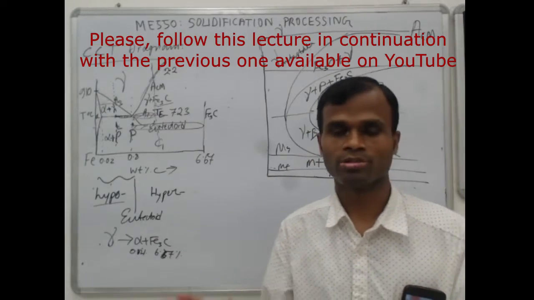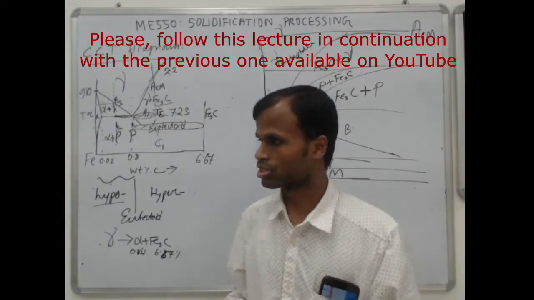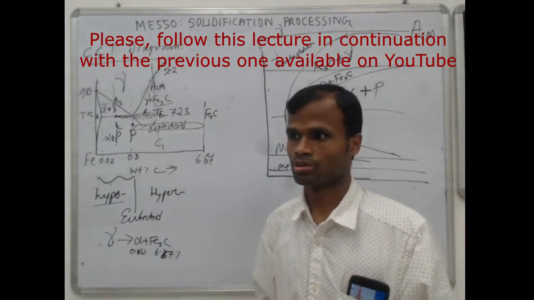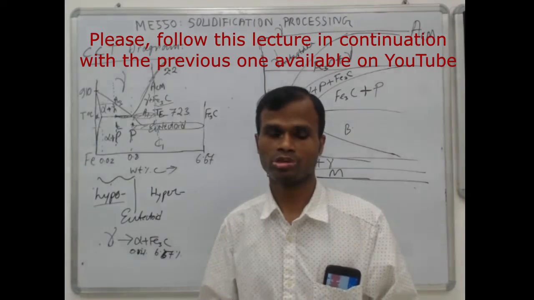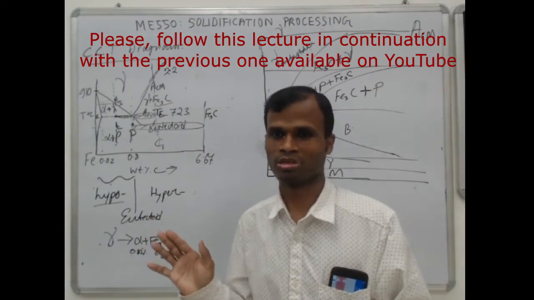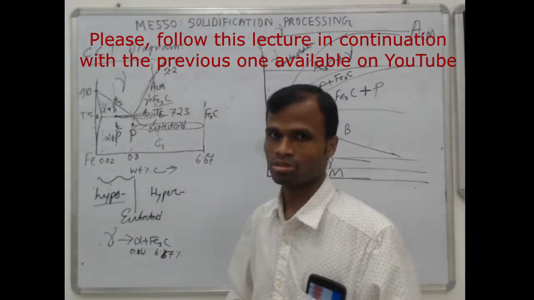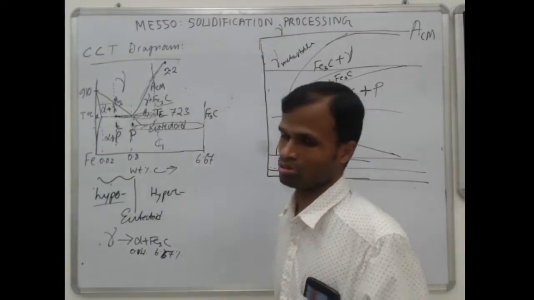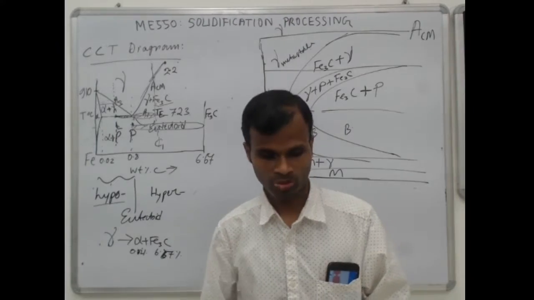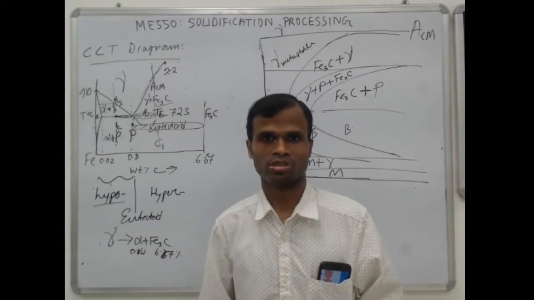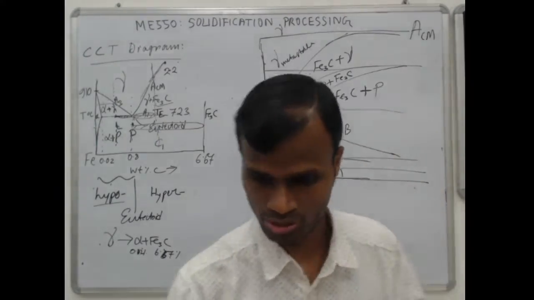So till now we have discussed the TTT diagram and the CCT diagram. We have also discussed the TTT diagram for eutectoid, hyper-eutectoid and hypo-eutectoid steel, and we said that for hyper-eutectoid it doesn't change much from the eutectoid steel, because the volume fraction of the Fe3C or cementite, which helps in nucleation, is very minimum. Anyway, now we will be discussing the different morphologies of the phases.